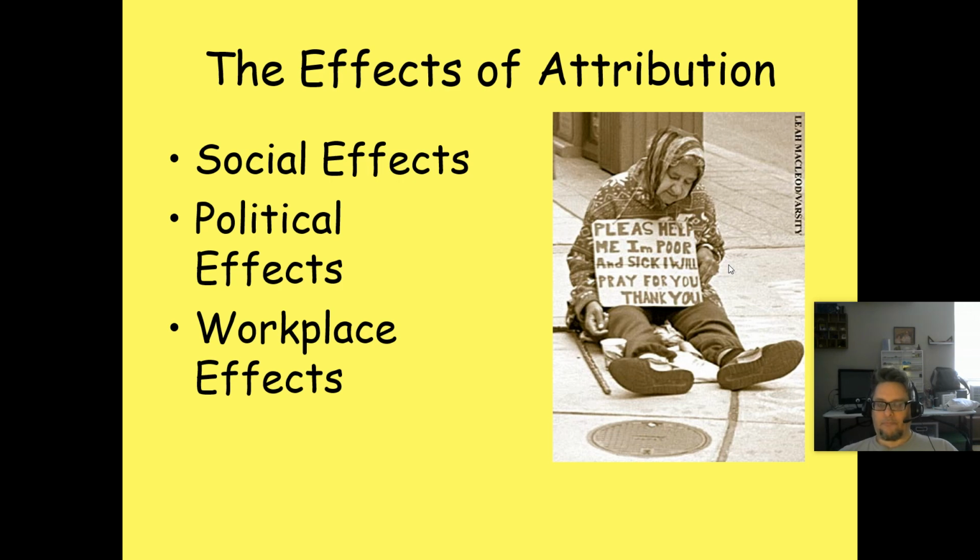the effects of the attribution error are that she must have done something, right? She made an error in some way. This comes into blaming the victim. Political effects, right? Well, Democrats are always this way, and Republicans are always that way. Attribution, right?